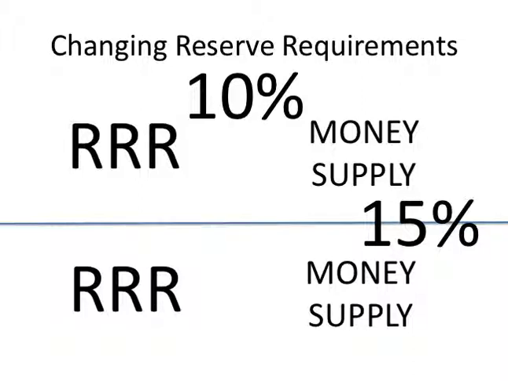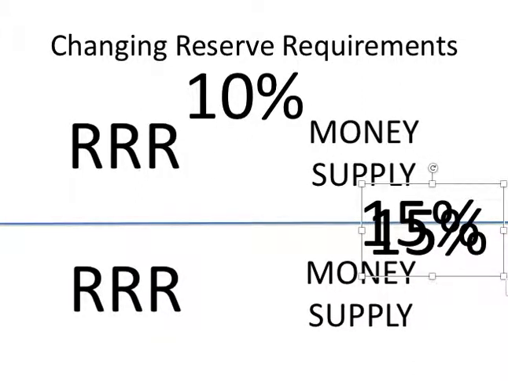So again, if we're at equilibrium at 15%, the economy begins to slow down and starts to head to recession, the Federal Reserve can tell the banks, okay, you no longer have to have 15% of all the cash available in your bank, you only need to have 10%, which means now they can lend out 5% more of all the money supply that they have.